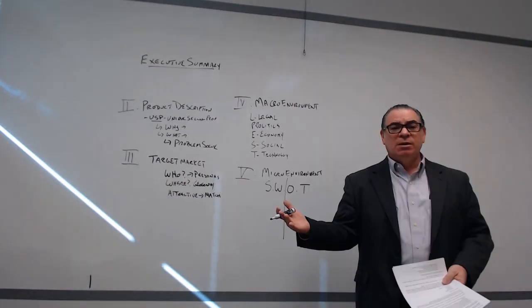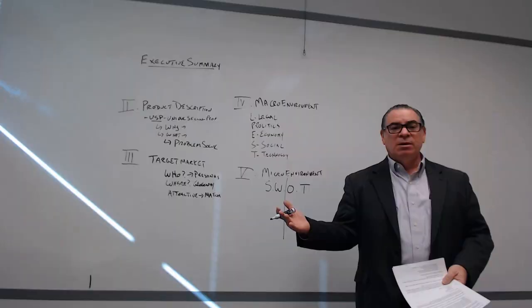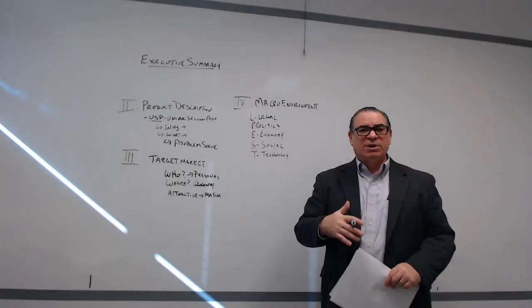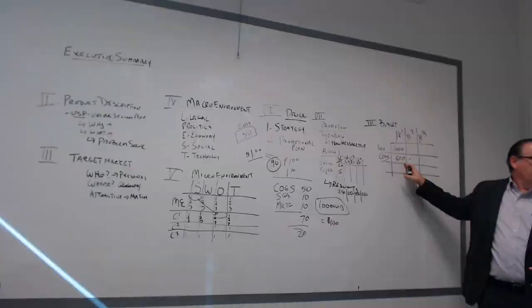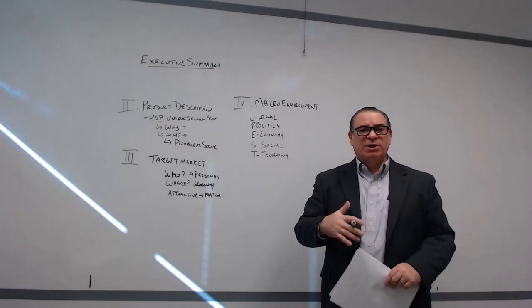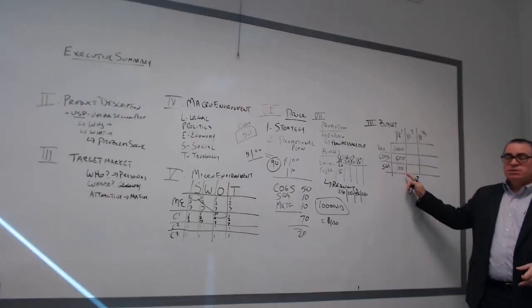The next thing we have to do here is put in our cost of goods sold. And in this case, it's going to be $500. Why? Because 50 cents of every dollar is our COGS. The next piece of this is what we call SG&A, and that's going to be $100. Why? Because 10 cents of every dollar is in here.